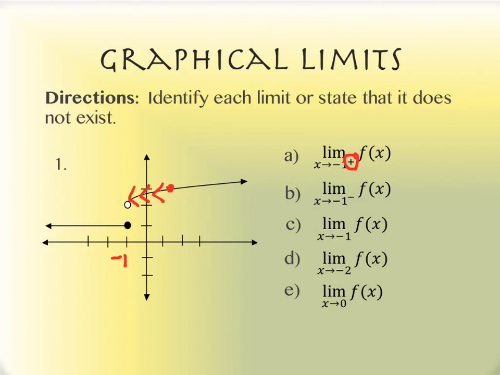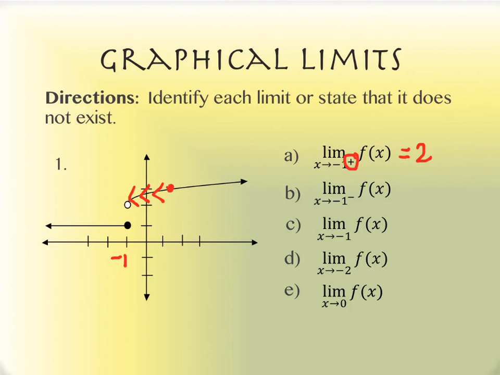Is everybody good with that? The question that you're answering then as you move is, what y value are you getting close to? The x value you're getting close to is -1. What y value are you getting close to as you approach that x value? It's 2.